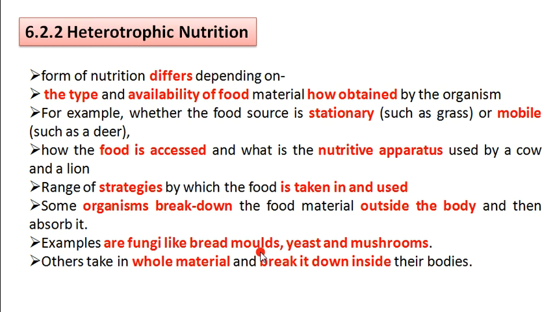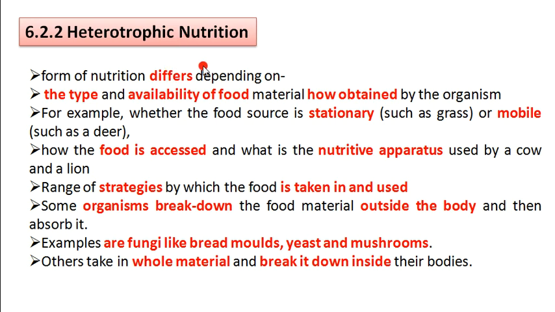Here we have finished our autotrophic nutrition. I have used one term for autotrophic nutrition: Atmanirbhar. Autotrophic means they make their own food, that's why I am calling it Atmanirbhar. Now, heterotrophic nutrition. What is heterotrophic nutrition? The form of nutrition differs depending on the type and availability of the food material, and how it is obtained by the organism. For example, whether the food source is stationary, like grass, or mobile, like deer. Heterotrophic nutrition means certain organisms depend on other organisms for their energy and food requirements.